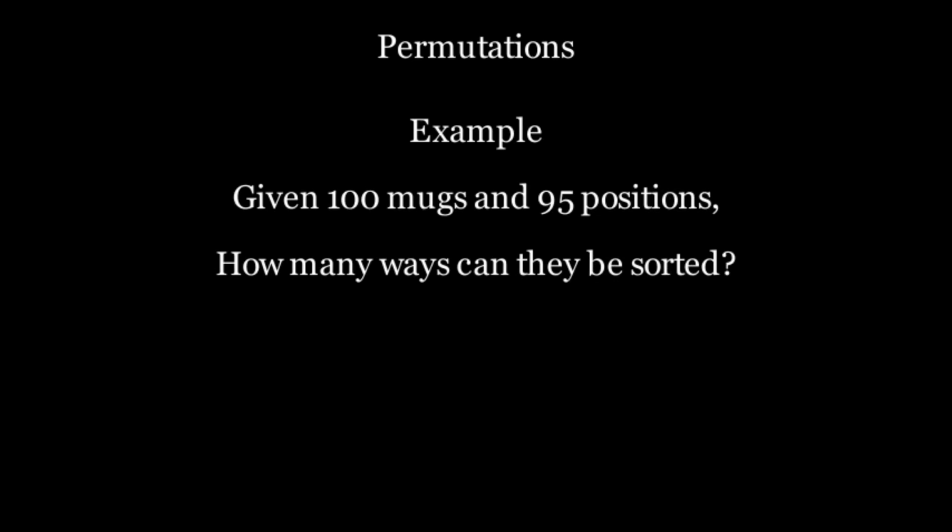Now let's give an example of a situation we wouldn't want to do by hand. Given 100 mugs and 95 positions, for example, like 95 boxes, how many ways can they be sorted? There should be 100 factorial divided by 5 factorial ways of sorting them.